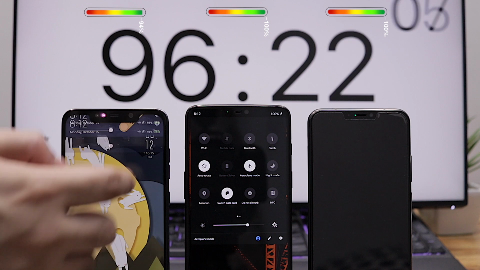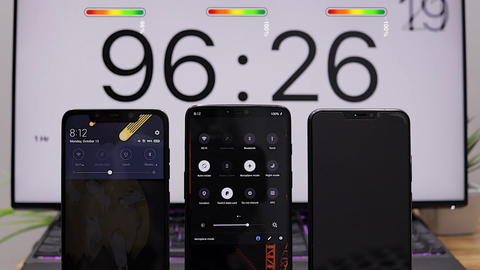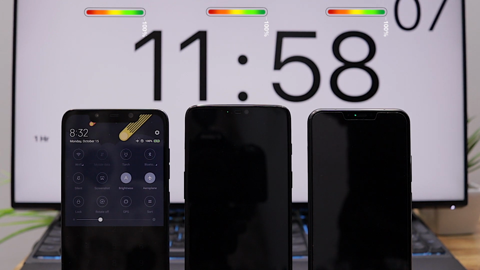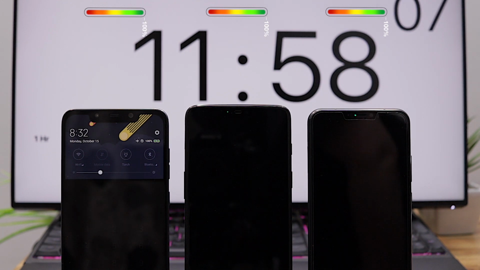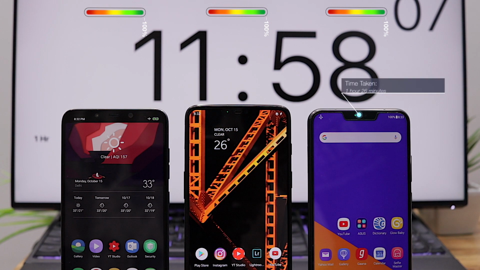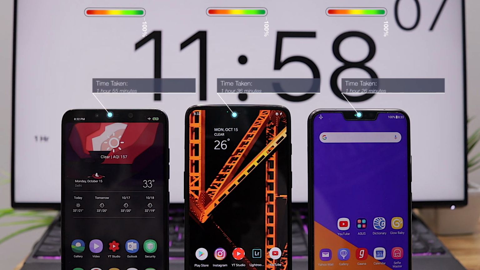Poco F1 is at 96%, which is pretty good compared to OnePlus 6. Poco F1 got fully charged at 115 minutes. So here are the results, guys. Zenfone 5Z once again charged faster than OnePlus 6 at 1 hour 26 minutes. OnePlus 6 took 1 hour 36 minutes and Poco F1 took 1 hour 55 minutes to charge completely.